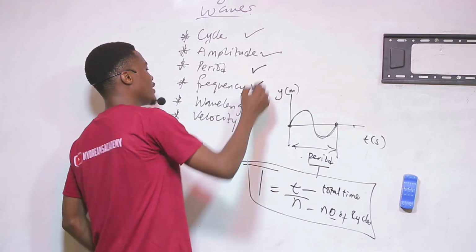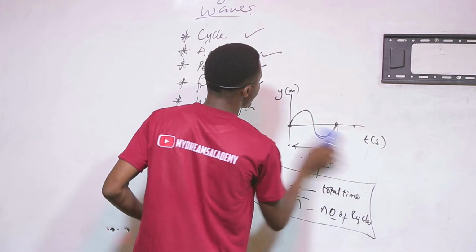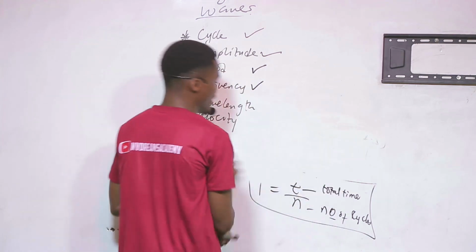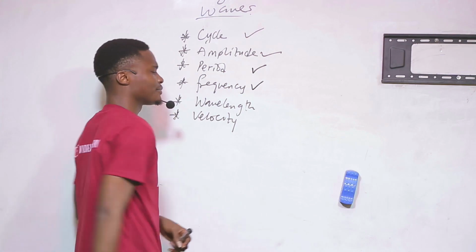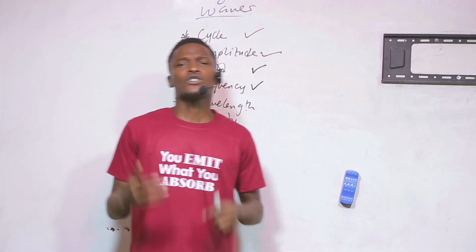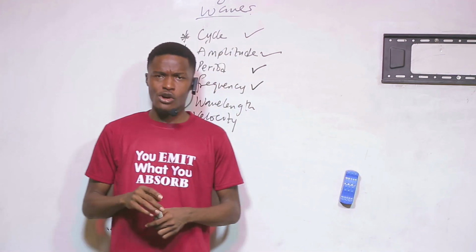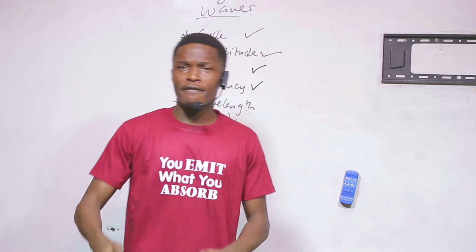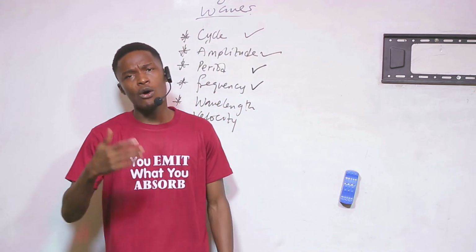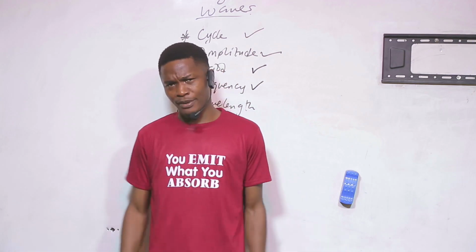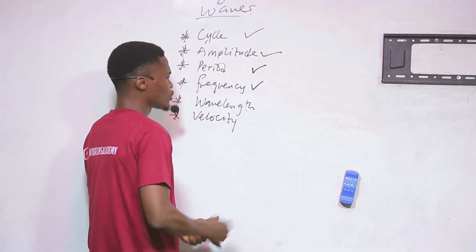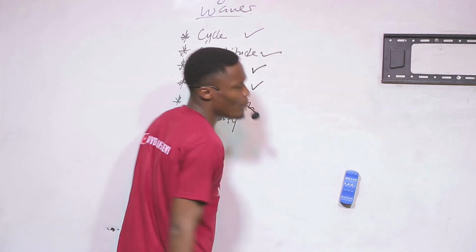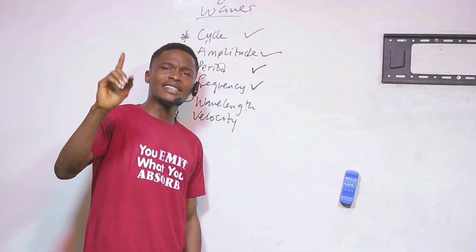Now, the next thing we talk about is frequency. So when we say frequency, what does frequency mean? We normally say that frequency is the number of cycles completed in 1 second. Whenever you say frequency of anything, it means how frequent it happens. So frequency is the number of cycles completed in 1 second.